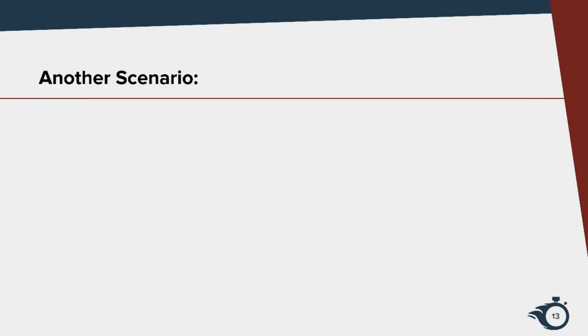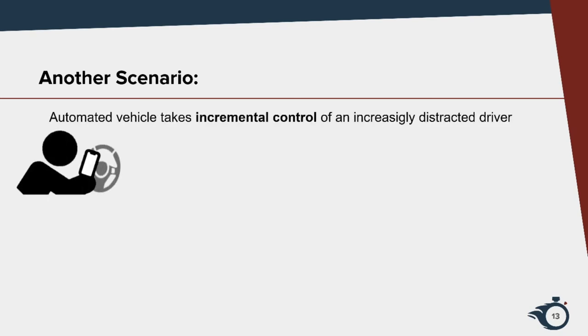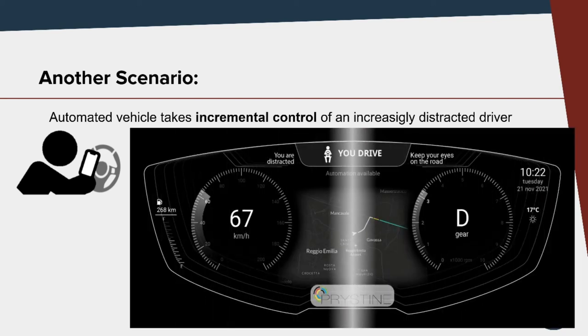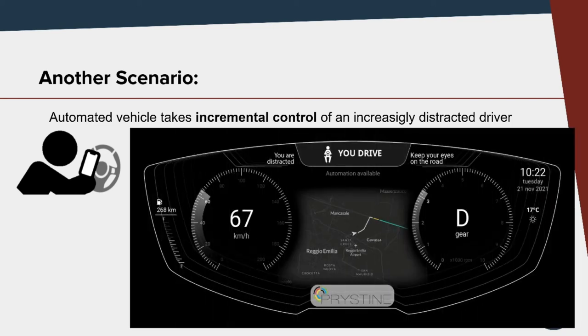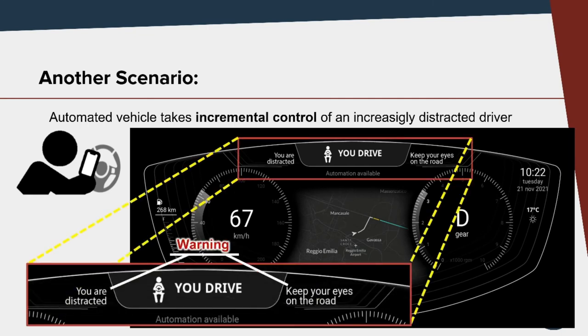Another interesting scenario of Pristin is a scenario where an L4 automated vehicle takes incremental control over an increasingly distracted driver. Please don't always stay on the phone when you are driving. So let's see how the HMI changes the look and feel. First, in this picture we can see that the car throws a warning to the distracted driver: You are distracted. Keep your eyes on the road, please.